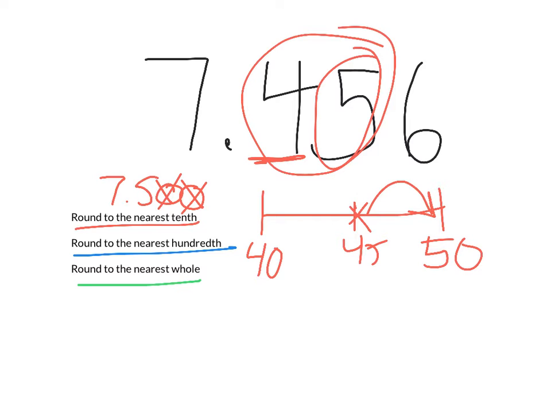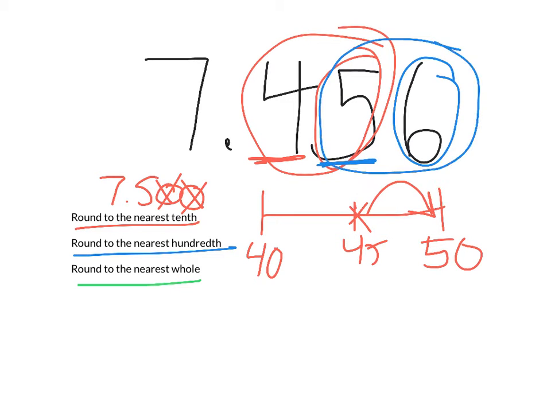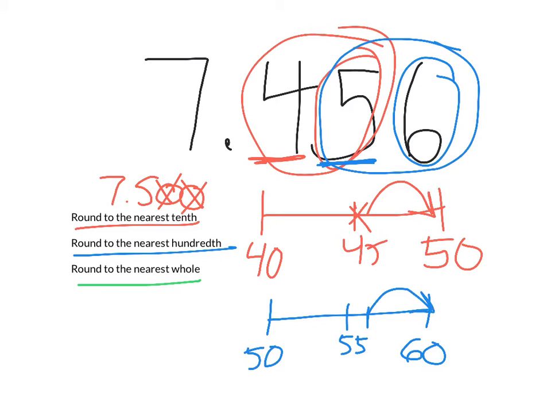When I'm rounding to the nearest hundredth, now I'm worried about my 5. And so I need to look at this place value, and these are going to help me. So again, if I have a number line, I'm looking at between 50 and 60, and 55 would be my midpoint. 56 is right about here, so that is closer to 60. So that would give me 7.46. Again, every place value before my underline stays the same. So 7 and the 4 stay the same. My 5 is bumped up to a 6.